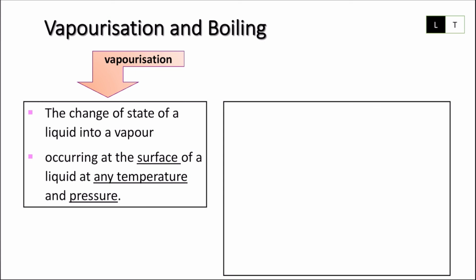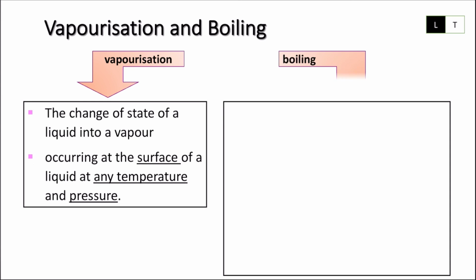So sekarang kita boleh conclude daripada proses vaporization and boiling point, kita ada dua bahagian yang awak kena faham. Untuk vaporization, maksud dia adalah change of state of a liquid into vapor. And then dia hanya berlaku dekat surface of the liquid at any temperature and pressure.